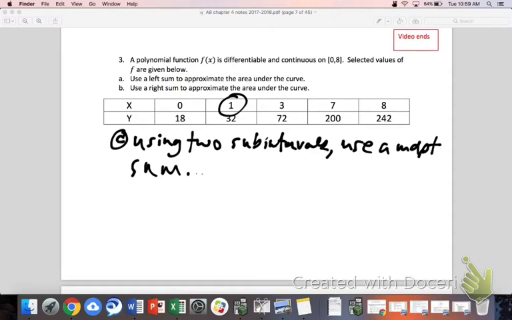Like from 0 to what? What would you change 1 to? So I would have to change this 1 into a 1.5. Now, isn't 1.5 really truly the midpoint between 0 and 3? Yeah. So I could use a midpoint sum there. But then the other one, 3, 7, 8, the 7 wouldn't work. What would the 7 have to become? 5.5, I think. Yeah, 5.5.